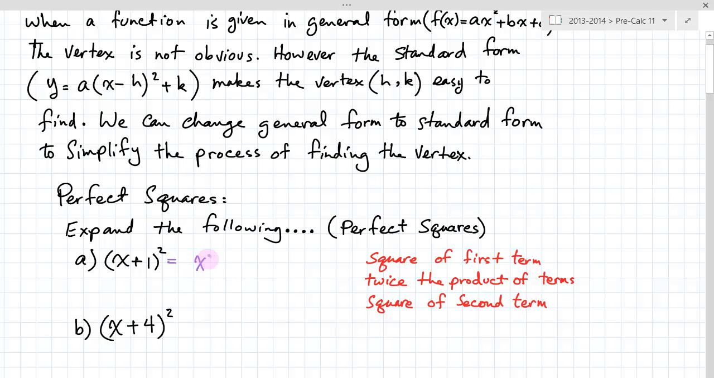We're going to take x, and we're going to square it. For the middle term, we look at twice the product of x and 1. And for the third term, we look at the second term squared. So squaring a binomial, that's what we do. So this becomes x squared plus 2x plus 1. Squaring the first term, twice the product of the terms, square of the second term. Go ahead and do part B and C yourself.